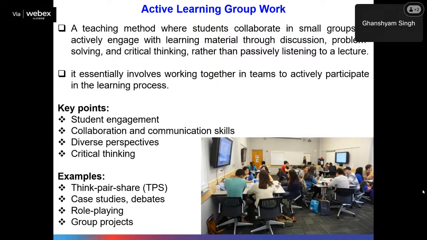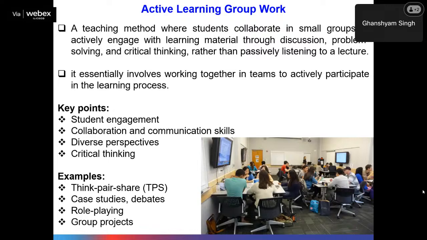So this is a kind of teaching method where students collaborate in small groups to actively engage with learning materials through discussion, problem solving, and critical thinking, rather than just passively listening to a lecture. And it involves essentially working together in teams to actively participate in the learning process.